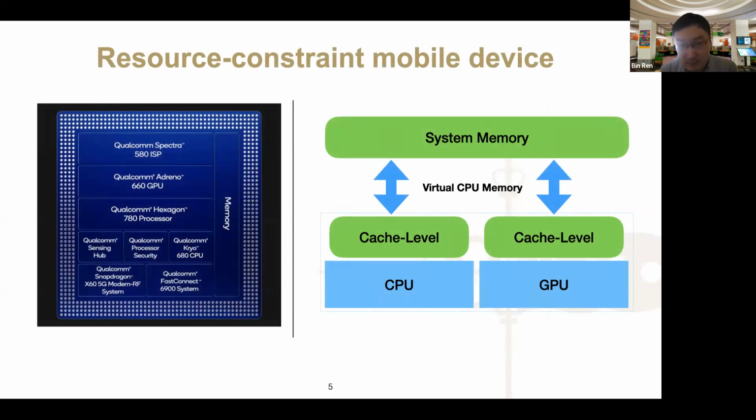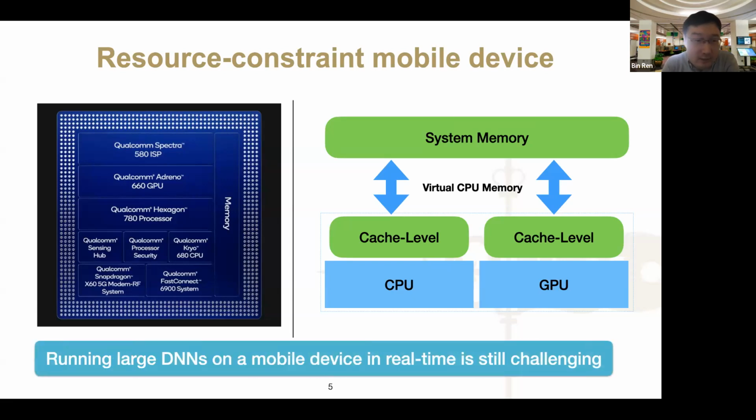Let's look at an example here. This is a Snapdragon 888. It consists of CPU, GPU, DSP, and NPU. So it's very powerful. However, it's still challenging to run large DNNs on a mobile device in real time. This is because large DNNs are very computation intensive and memory intensive.